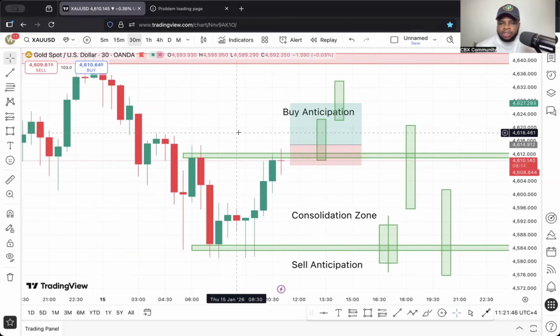So the 30 minutes candle is left with 8 minutes for this candle to close. 8 minutes. So what should we do?